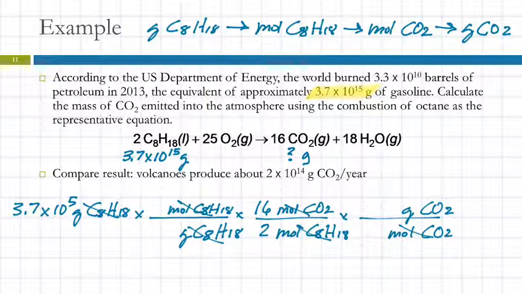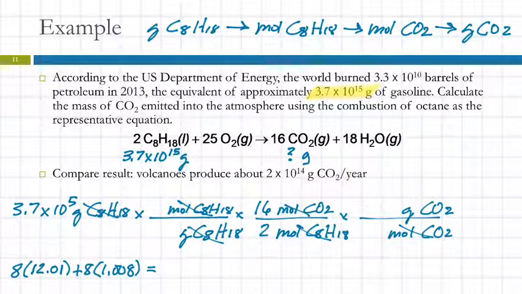Now we have to calculate some molar masses. So for octane, I need 8 carbons and 8 hydrogens. No, 18 hydrogens. One 114.224.